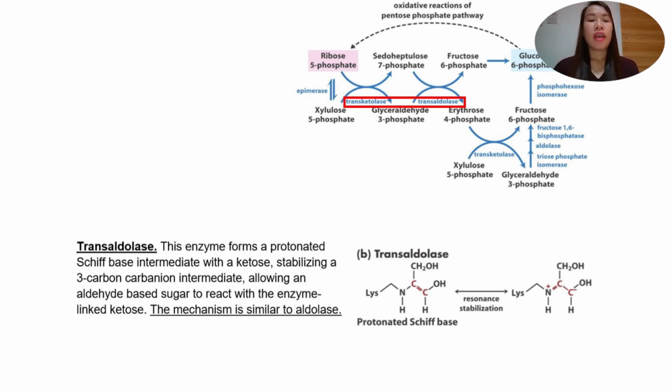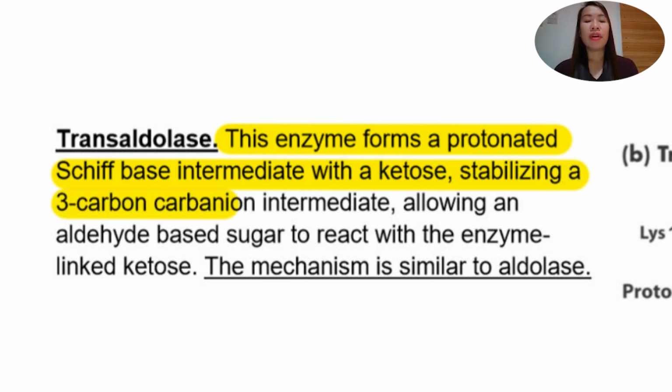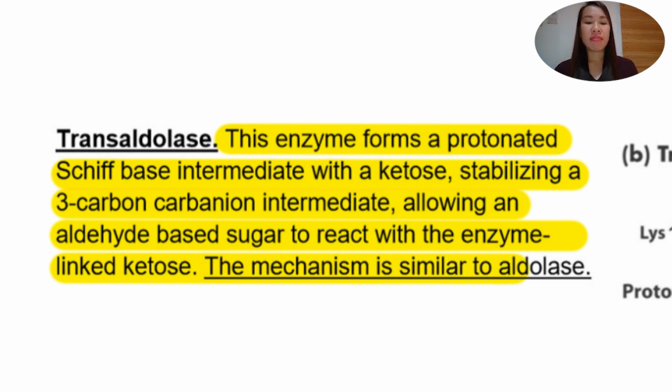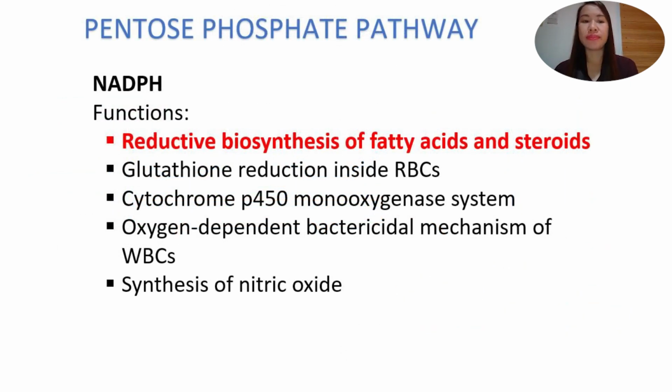Okay. We have here also what we call transaldolase. This enzyme forms a protonated Schiff-base intermediate with a ketose. So it stabilizes a 3-carbon carbanion intermediate, which now allows an aldehyde-based sugar to react with the enzyme-linked ketose. So the mechanism is similar to that of aldolase. So from glyceraldehyde 3-phosphate to erythrose 4-phosphate. So this is resonance stabilization.